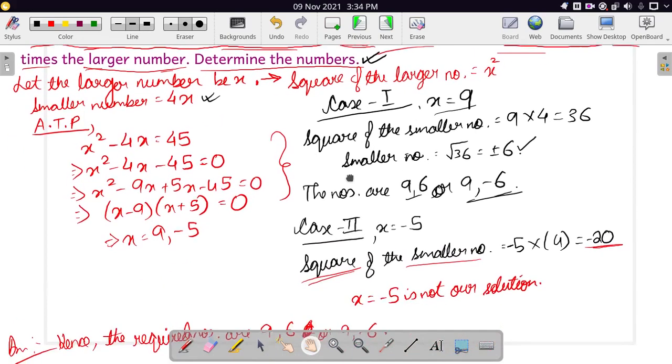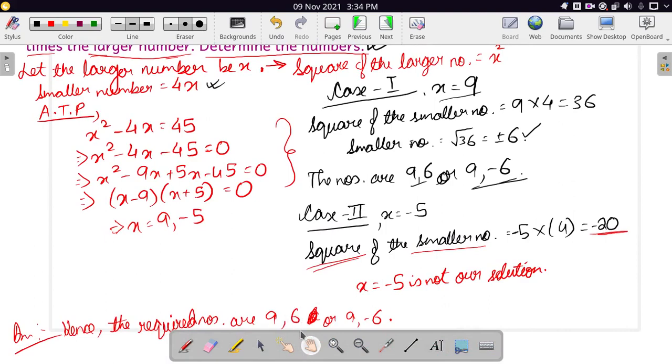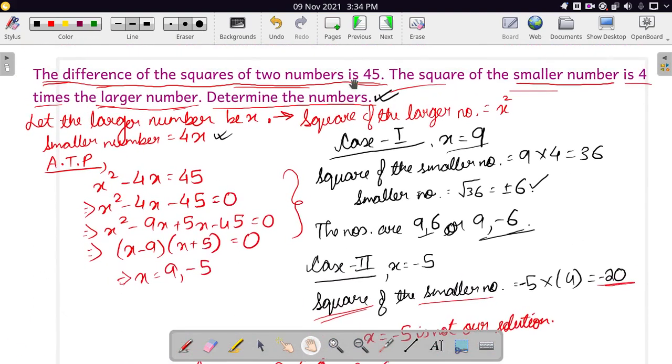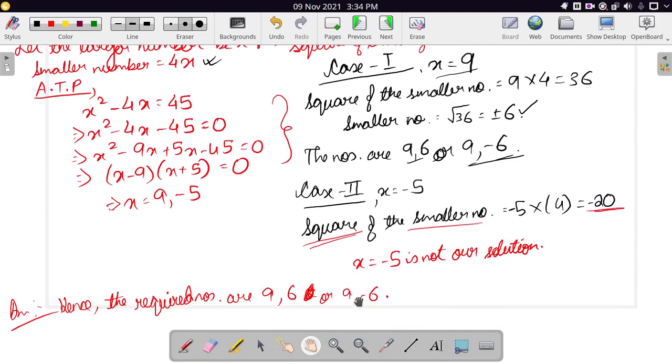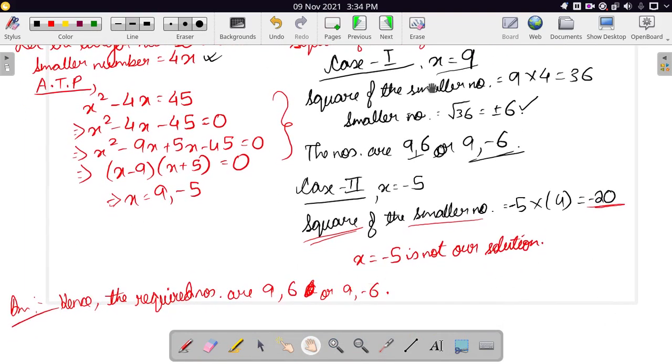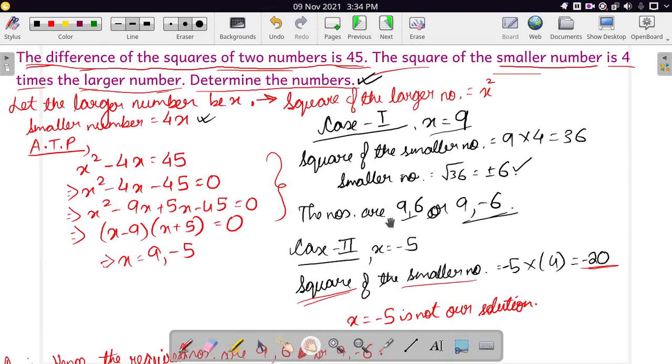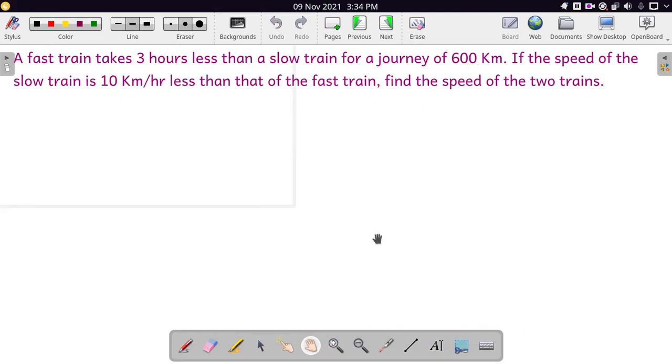Okay. So if you want to back check, you can take 9 and 6 and back calculate. You will get these conditions satisfied. You can also take 9 and minus 6. If you take 9 and minus 6, then also these conditions will be satisfied. Okay. So this is how we attempted the entire sum. Now let us move on to the next question.